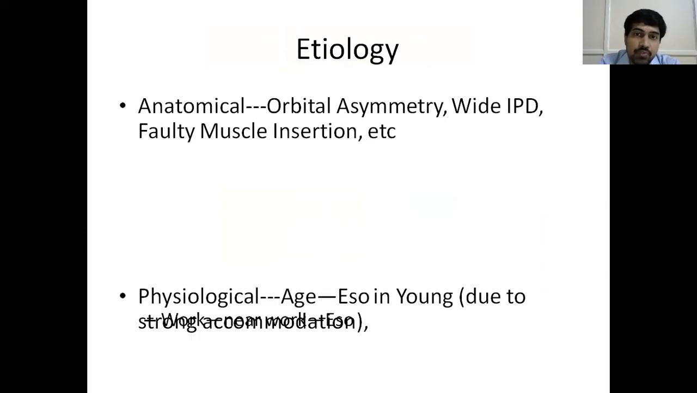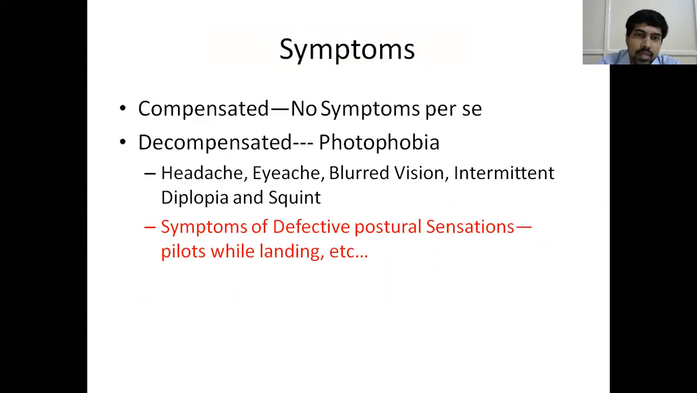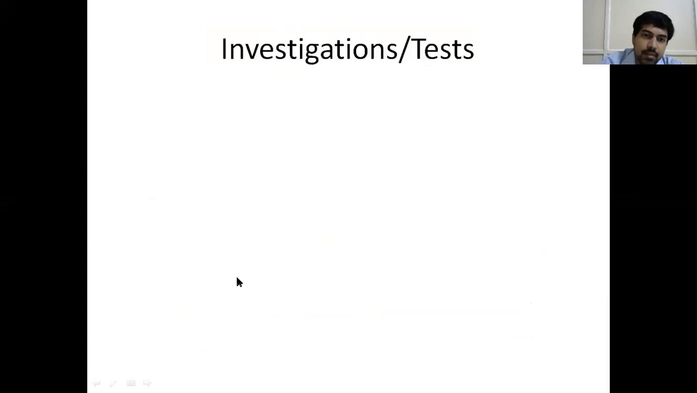Ophthalmology examination is very important for them. So symptoms: if it is compensated and both the eyes are looking straight, no problem. But if it is decompensated, that is, one eye is deviated and the other eye is looking straight, then you can get the symptoms of defective postural sensations. That is, the object is present somewhere else, etc.